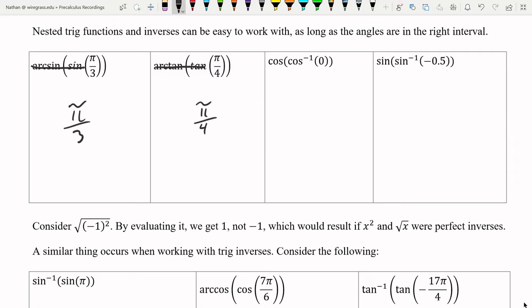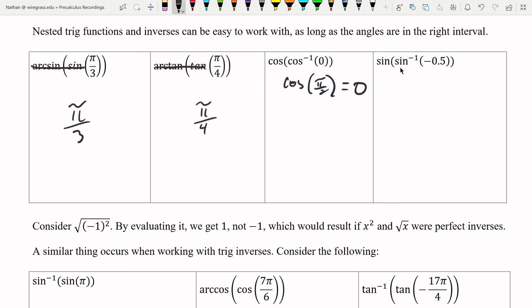Cosine inverse allows you to take any values between -1 and 1. 0 is in that, so that means that when you do both of these, it's going to give you cosine of pi over 2, or it'll just give you pi over 2. And then cosine of pi over 2 is 0.